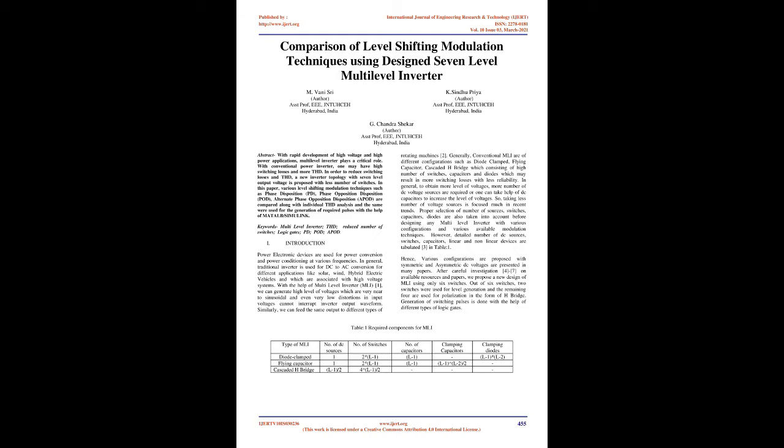With a conventional power inverter, one may have high switching losses and more THD. In order to reduce switching losses and THD, a new inverter topology with 7-level output voltage is proposed with a smaller number of switches. In this paper, various level shifting modulation techniques such as phase disposition, PD, phase opposition disposition, POD, and alternate phase opposition disposition, APOD, are compared along with individual THD analysis, and the same were used for the generation of required pulses with the help of MATLAB/Simulink. Keywords: multi-level inverter, THD, reduced number of switches, logic gates, PD, POD, APOD.